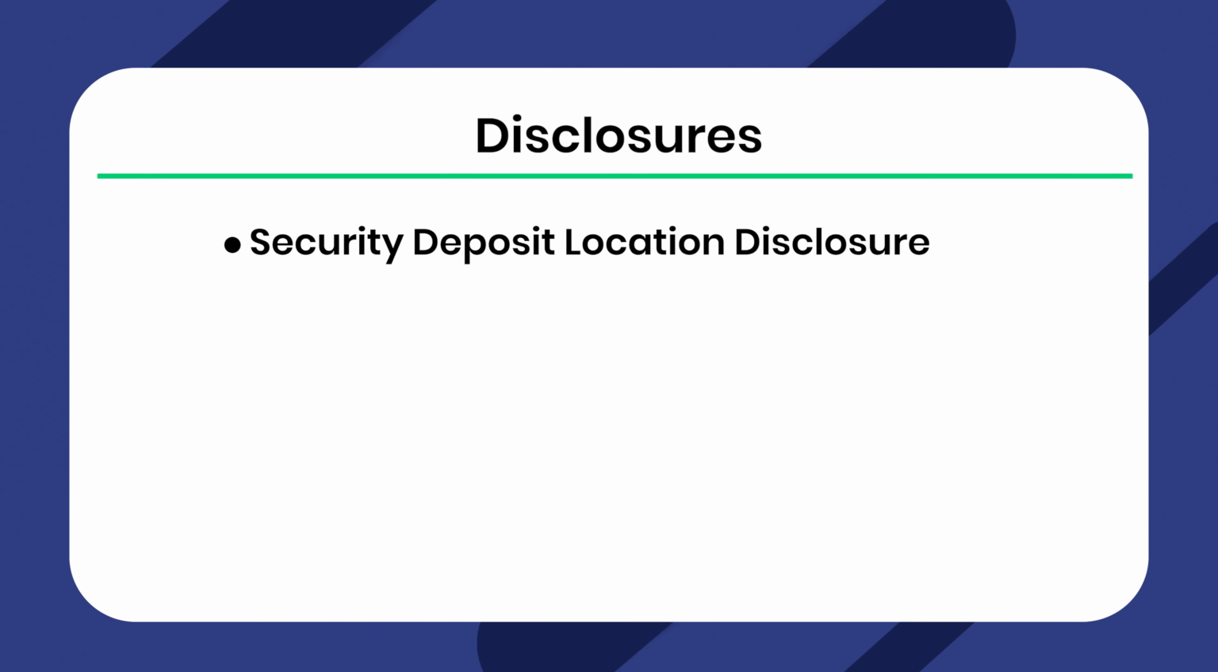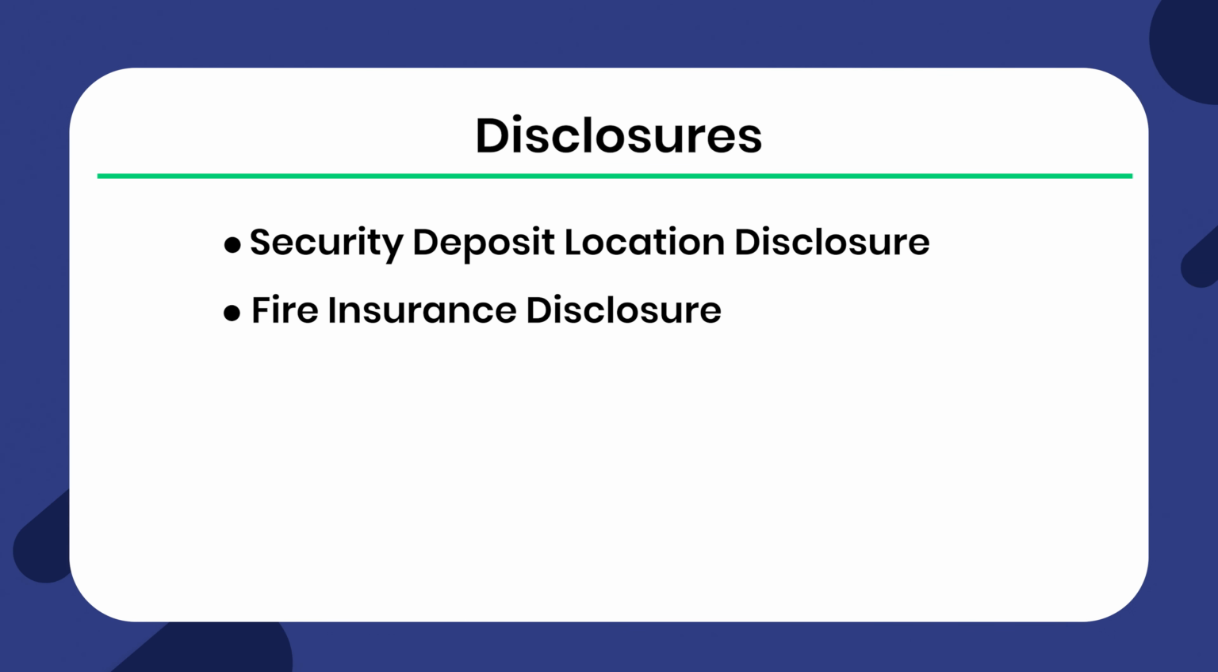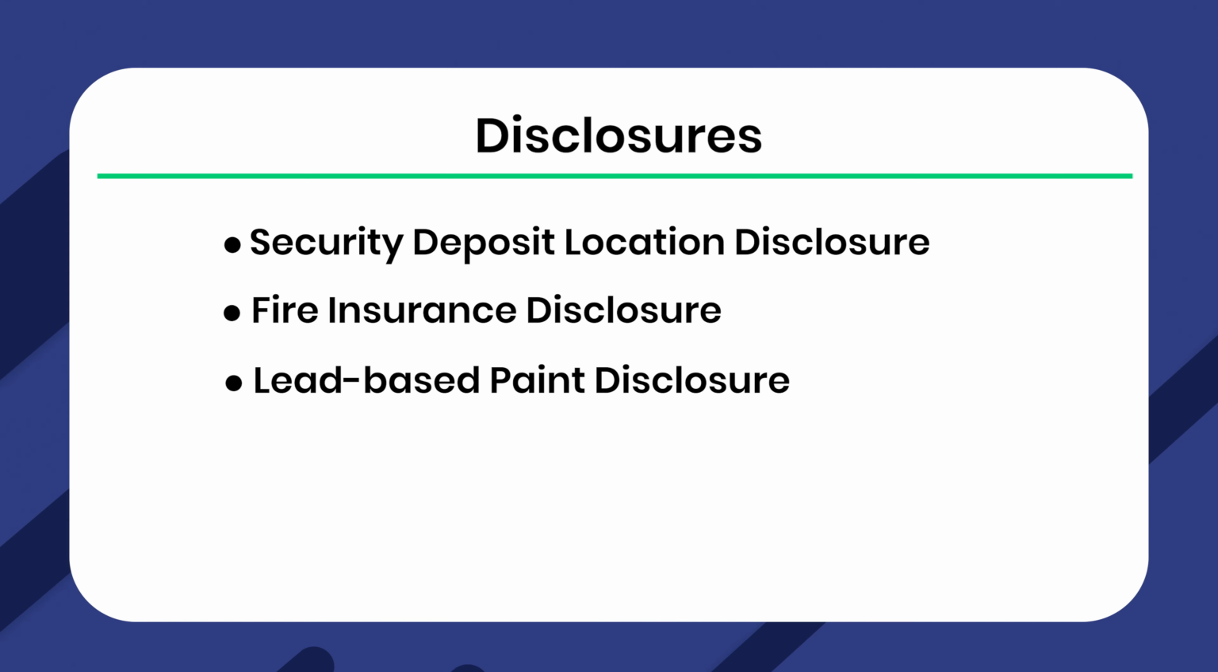These include the location of the security deposit, details of the fire insurance policy, and any potential presence of lead-based paint in structures built before 1978. Agreements must also include cost responsibilities.